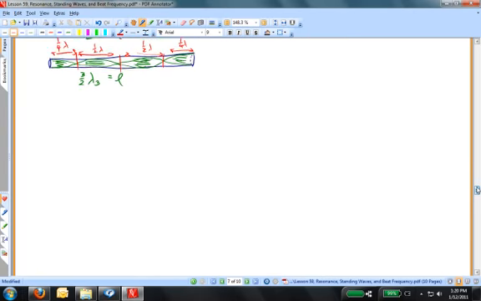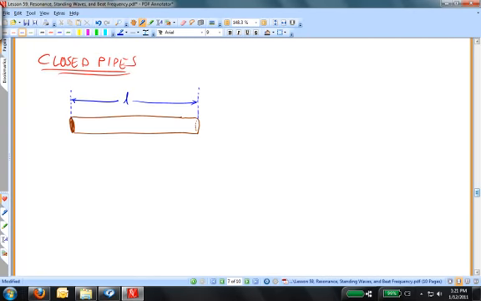Now we need to draw a similar set of diagrams for the closed pipes. So here I have a closed pipe of length L. You could imagine this is a Coke bottle if you wanted to. The Coke bottle has a bottom on it. Or you could take a straw and put your thumb over the bottom of the straw and blow across the top of it. That's an example of a closed pipe.